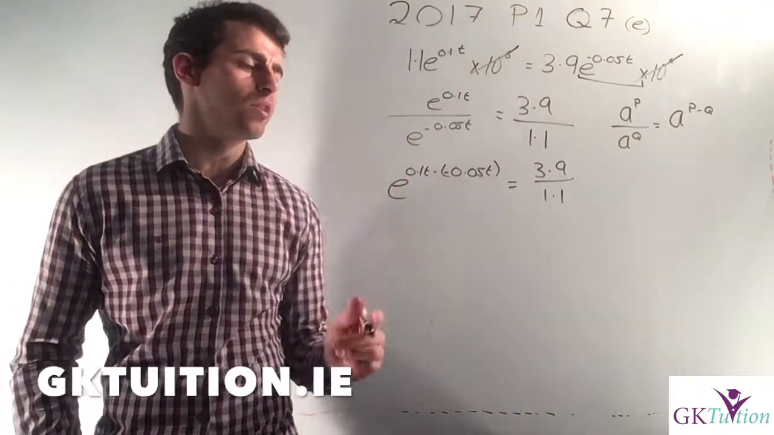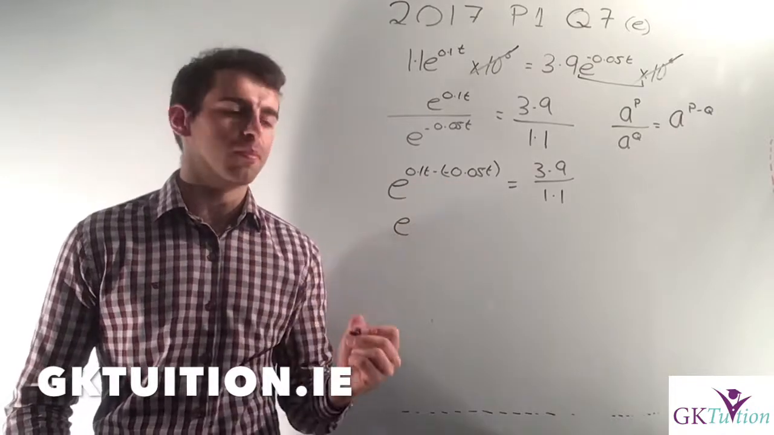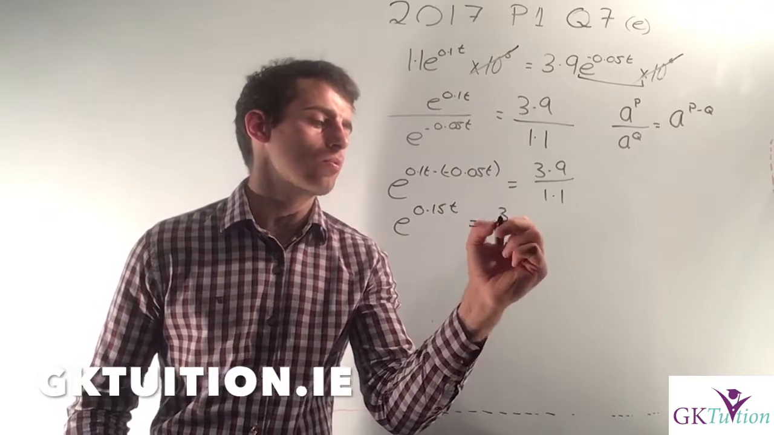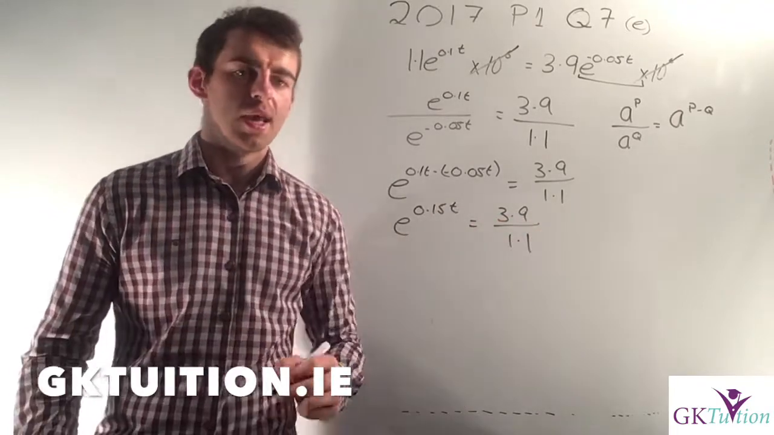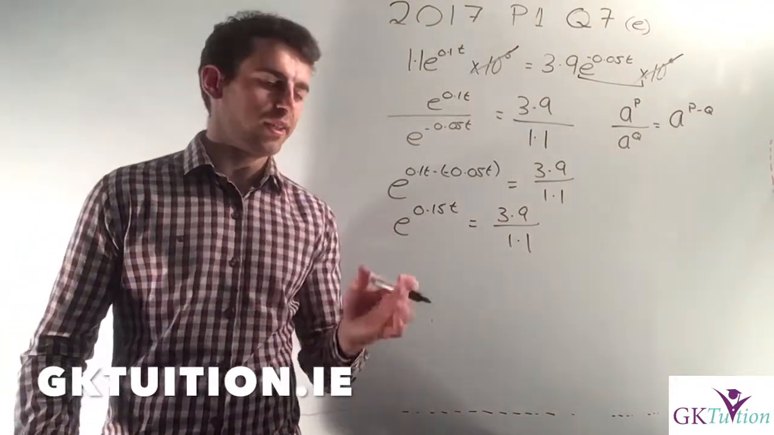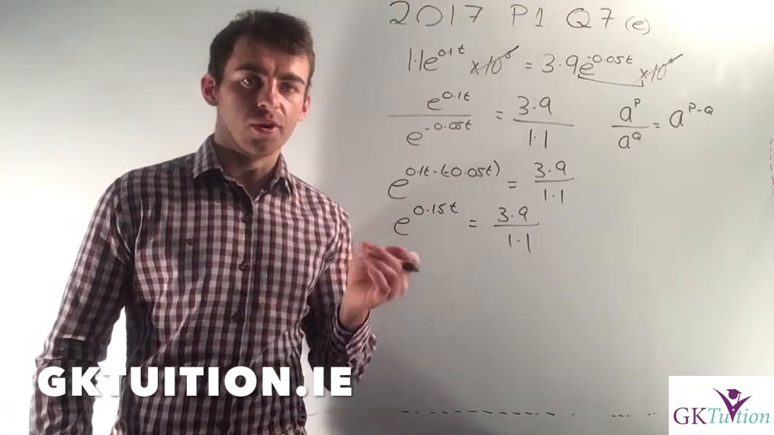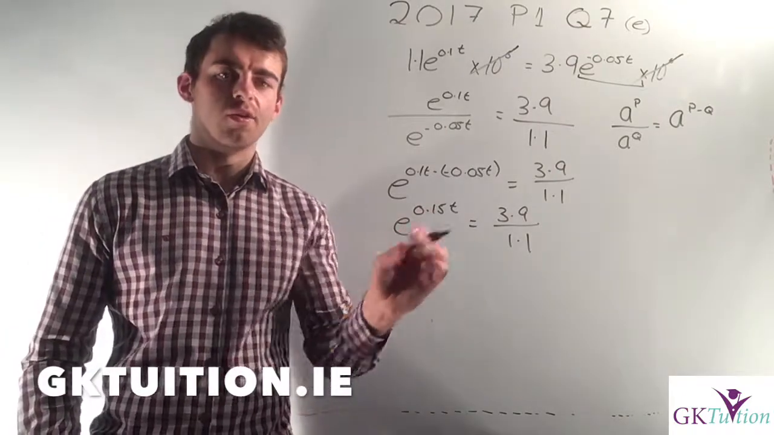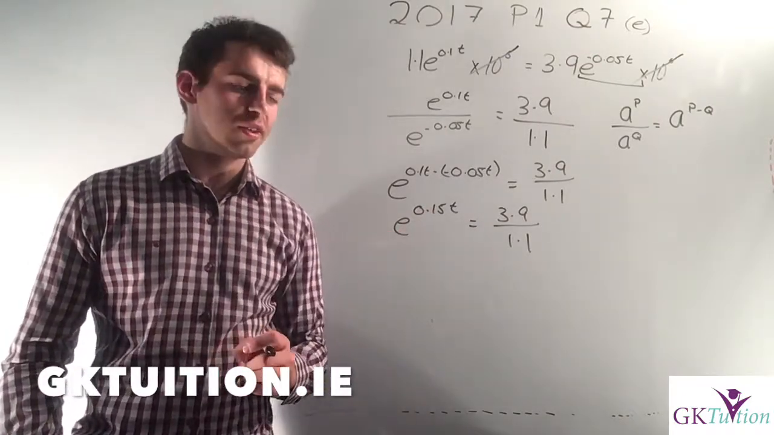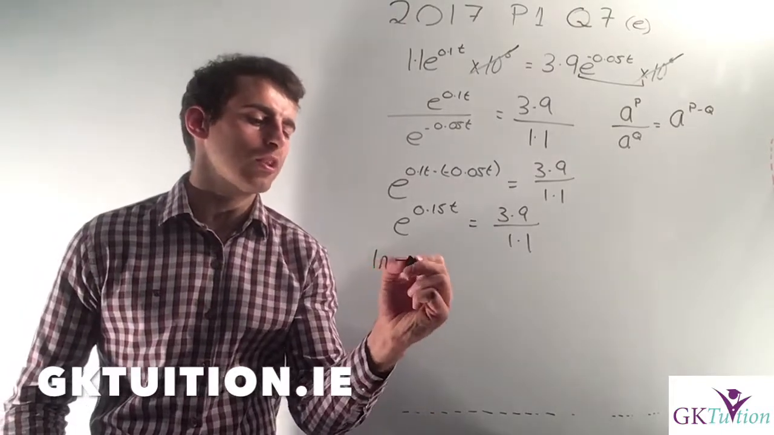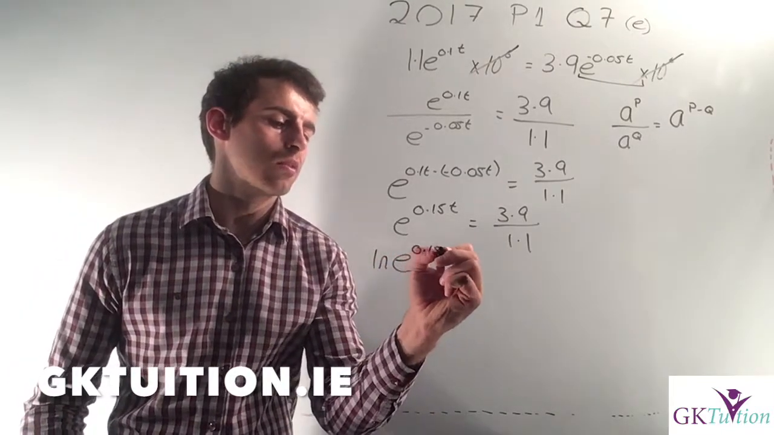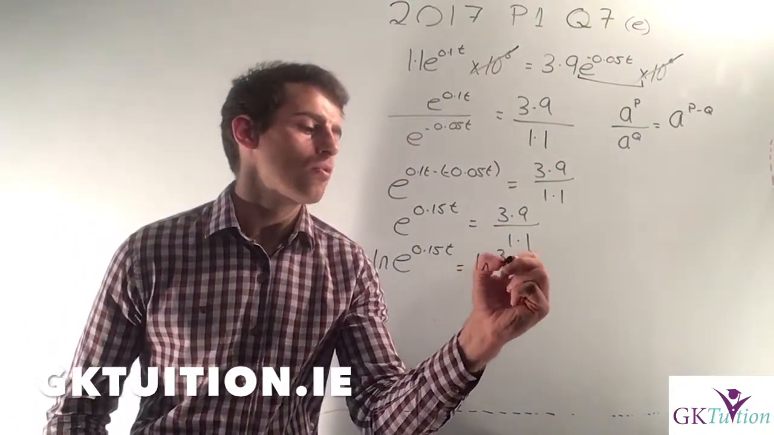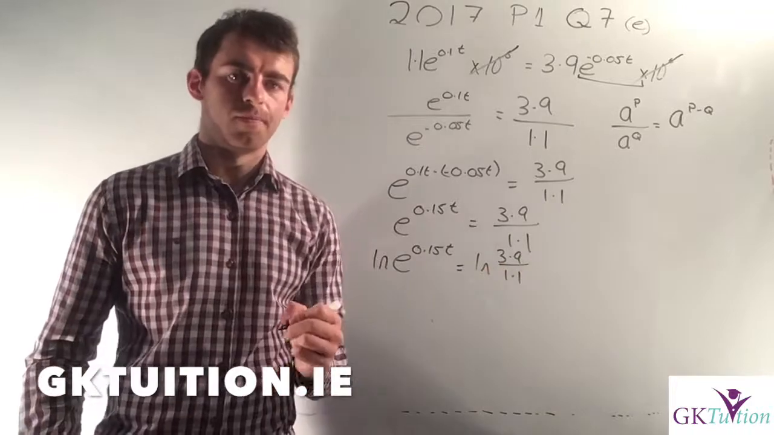0.1 minus 0.05. Well, minus by minus is a plus. So I actually get 0.15t is equal to 3.9 over 1.1. And now this is very similar to part D. My unknown is in the power. If your unknown is in the power, you have to introduce logs. I've already isolated the term that has an unknown in the power, so I can actually introduce logs on this line. So what that means, I'm literally just putting ln in front of both sides. So it's ln e to the 0.15t equals ln 3.9 over 1.1.